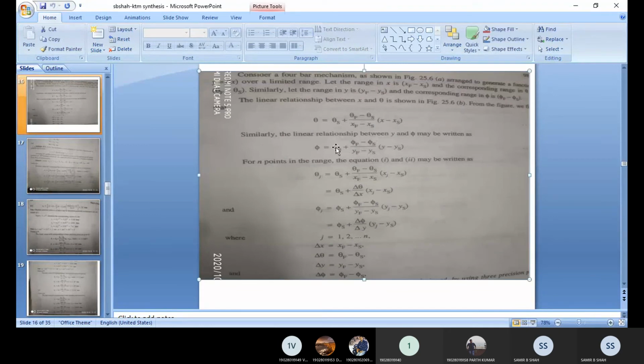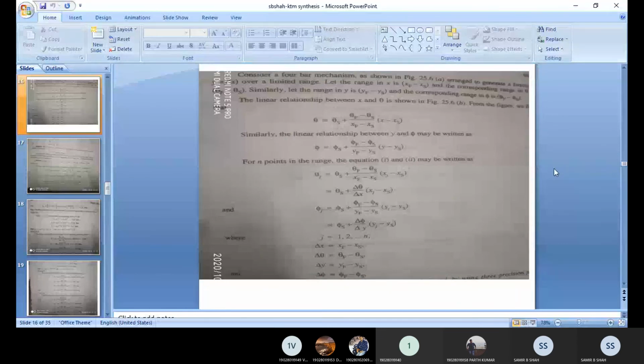So we are getting this equation: for input, theta is equal to theta s plus (theta f minus theta s) divided by (xf minus xs) in the bracket (x minus xs). In the same way you have to remember the equation for output. The equation is the same, but in place of theta we use phi, and in place of x we use y. So you have to remember this very important equation, and it is very important from the exam point of view also.